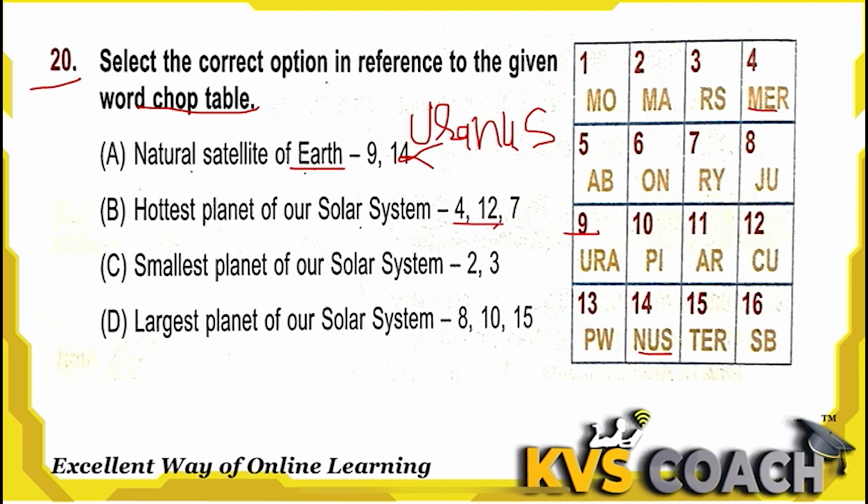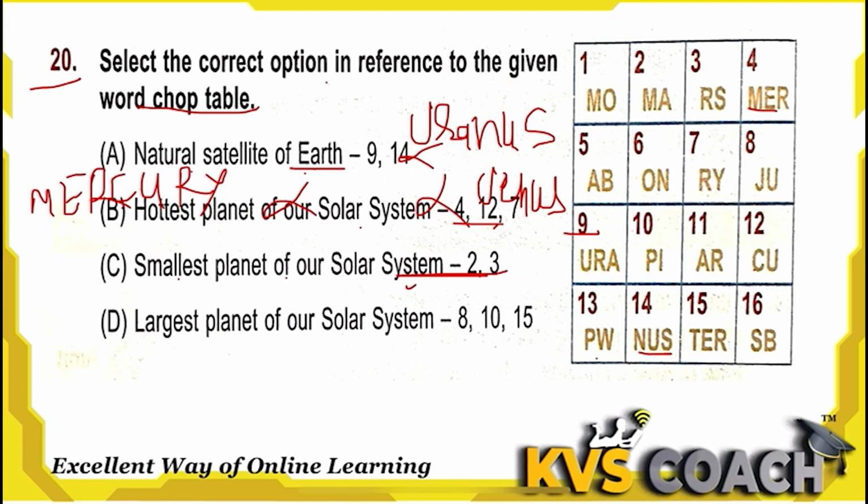4 is Mer. This is MER. 12 Q. Re. 7 Re. This is also wrong. What is the hottest planet? I already told you. Which one is the hottest planet? Venus is the hottest planet. So this is also a wrong statement. The smallest planet of our solar system is Mercury. Mercury is the smallest planet, and here it is saying Mars. This is wrong. Mercury is the right answer.